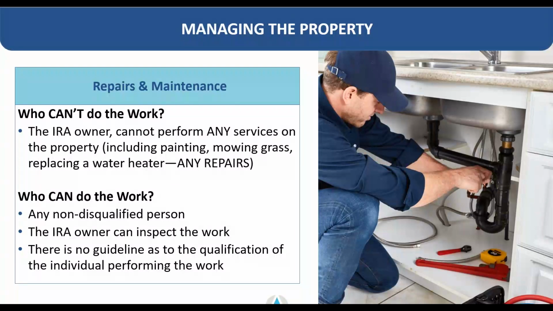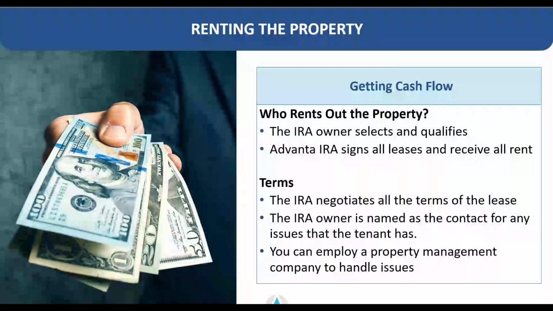if they're doing any work on your retirement owned property. Renting the property is completely up to the account holder. The account holder sets the terms, determines who and how they want to rent the property, and they go ahead and coordinate that by providing the lease agreement to Advanta with their approval. We execute it on behalf of the retirement account, and then that agreement is then binding.